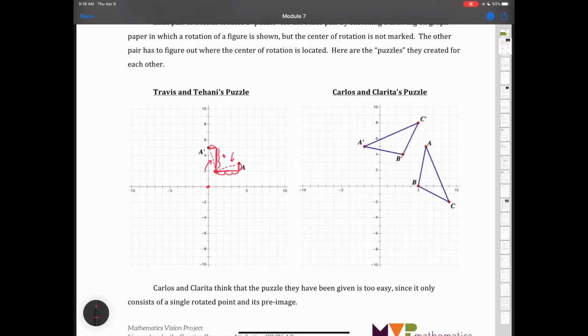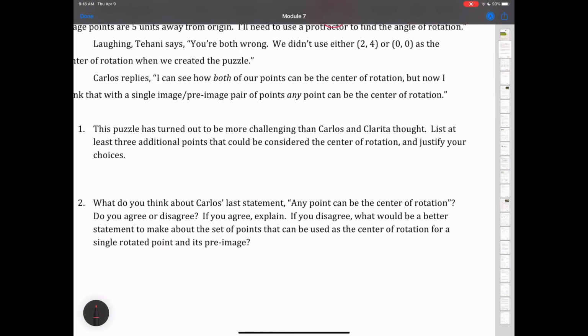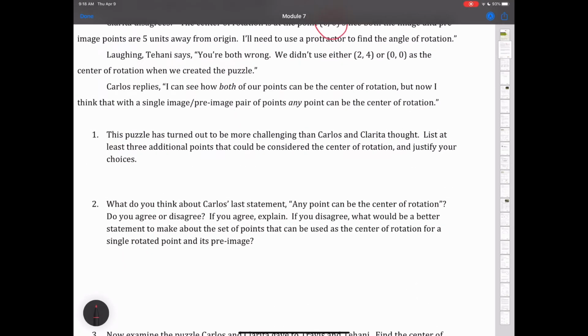So if you have not found 2 other points, go ahead and do so now. All right, so what do you think now about Carlos's last statement? He states any point could be the center of rotation. Do you agree or disagree? If you agree, explain. If you disagree, what would be a better statement to make about the set of points that can be used as the center of rotation for a single rotated point and its pre-image?